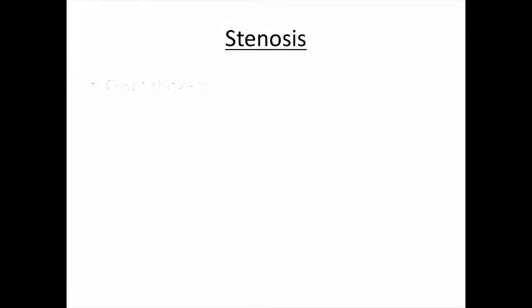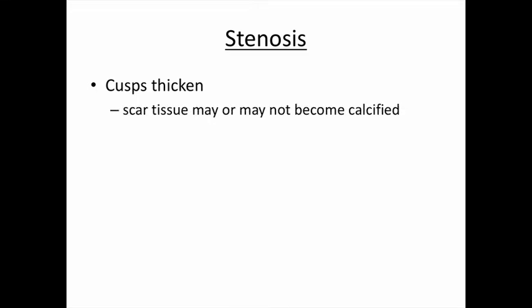All right, then we have stenosis. So what can happen here, right? This is the pressure one. This is where you've got a narrowed opening. So the valve cusps can really thicken and stiffen, which would be another good use of the terminology here. This can be due to scar tissue. They can become calcified, which makes them really, really thick and stiff.